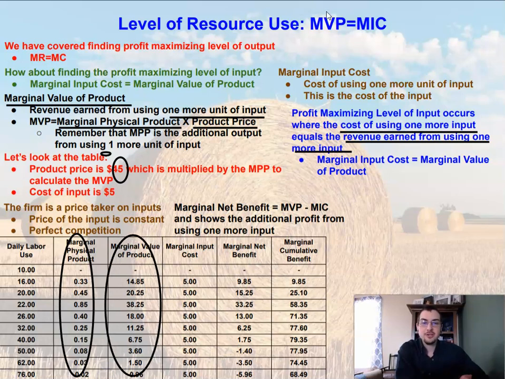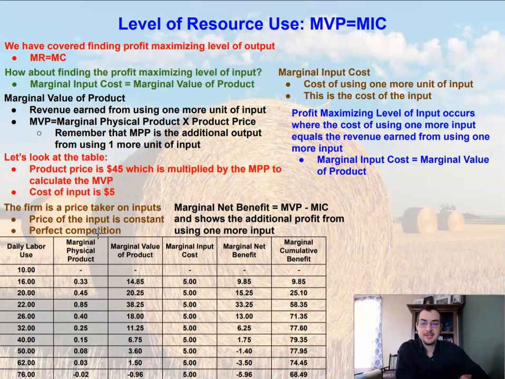What I would encourage you to do is go ahead and do that on your own. Take this marginal physical product, multiply each one by 45, and see if you can get this marginal value of product right here. Go ahead and take a little bit of time to do that. Now the marginal input cost is equal to $5. In this particular case, whatever input we're using is $5. In the example we were using, this was all labor, daily labor use, and the cost per unit of labor was $5, or the cost per hour is equal to $5.